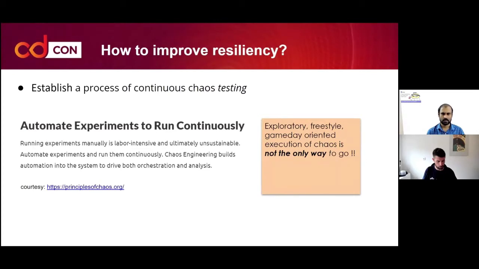So there's a lot of need for us to include the resilience testing or the validation aspects into your standard pipelines. That means you need to automate experiments. The principles of chaos, which is a set of practices around how you should do chaos engineering, recommends that you automate experiments to run continuously. And exploratory, freestyle, manual, game day oriented execution of chaos is probably not the only way to go, though it is one of the important things to include in your process of chaos engineering. But you also need to run it continuously in an automated fashion in your pipelines.